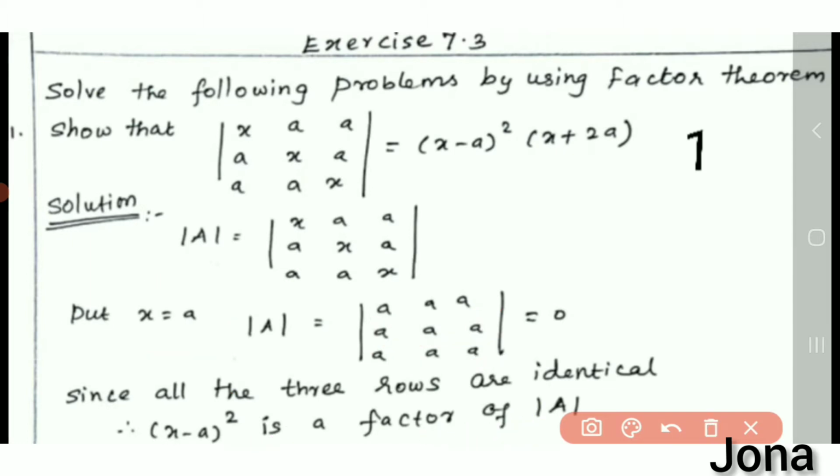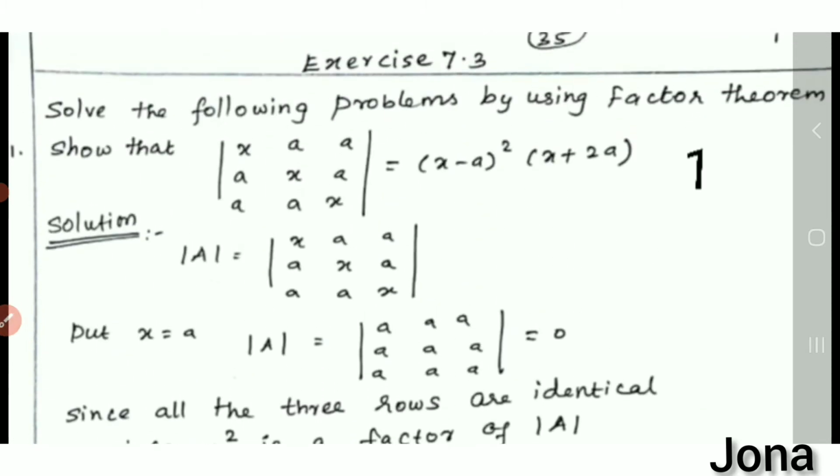This square, how do you get this square here? If 3 rows are identical, we have to subtract 1 from 3, that is 2. We can say (x minus a) the whole square. Suppose if we have 4 rows or 4 columns, we have to say the factor as (x minus a) the whole cube. If we have 4 rows, we say (x minus a) the whole cube. So we have to subtract 1 from the number of identical rows or columns.